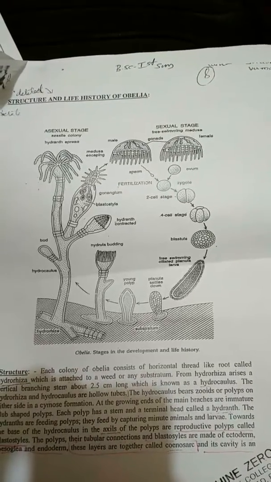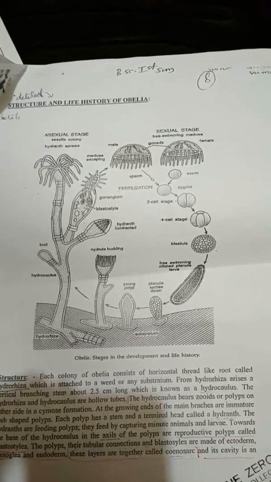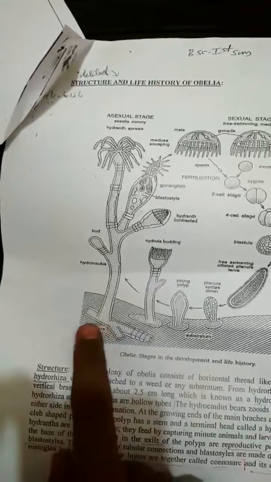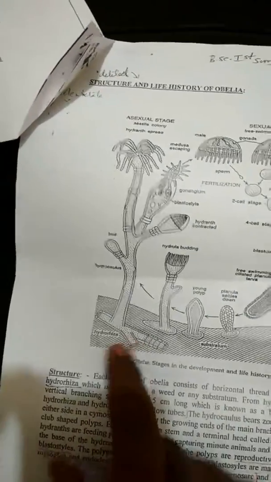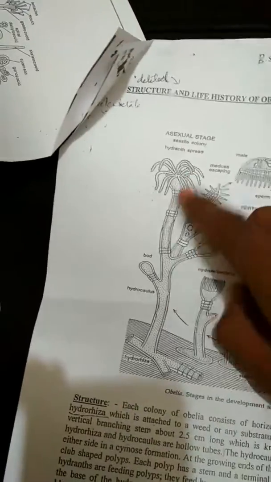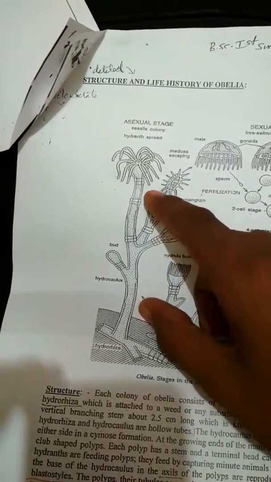Hi friends, let's study the structure and life history of Obelia. This is the body. Here, this is called the hydrorhiza. This is a hollow root-like structure, about 2.5 to 3 centimeters long.